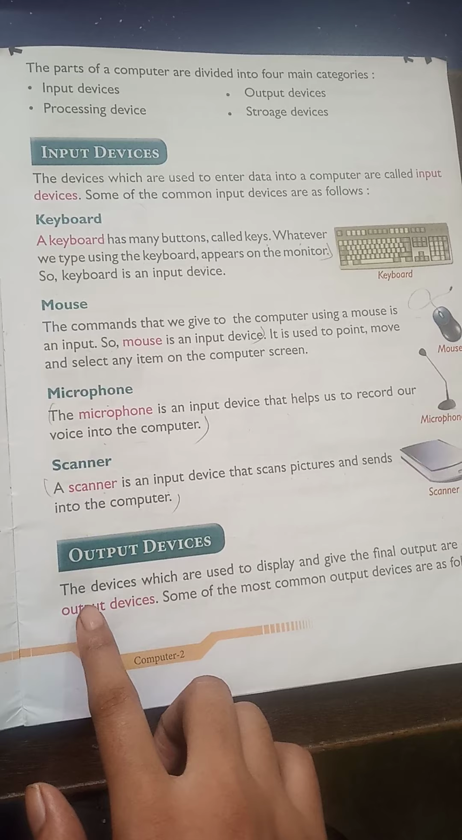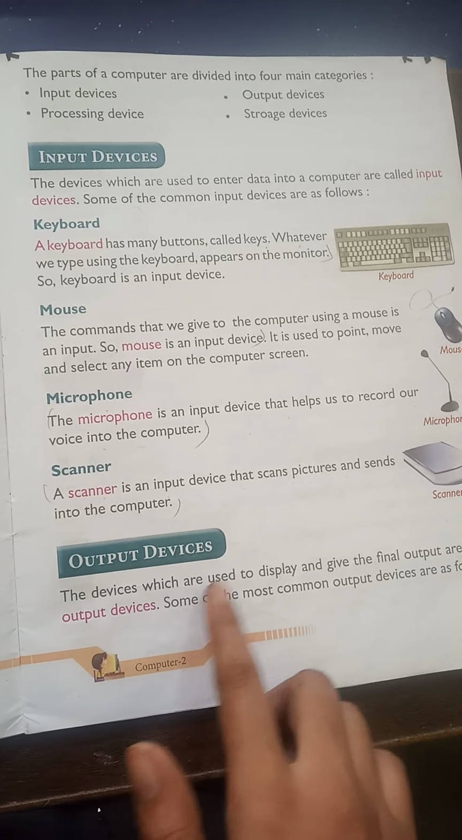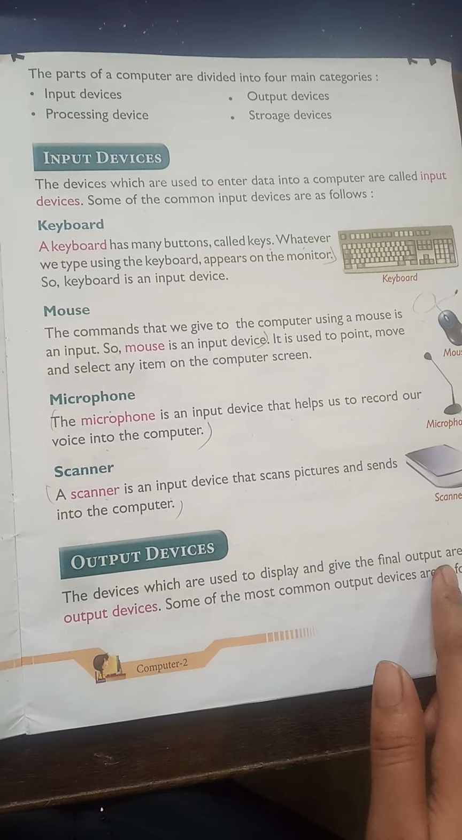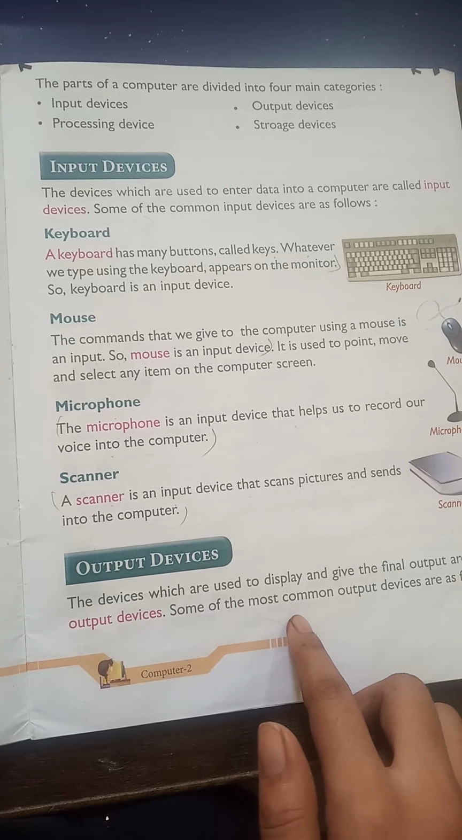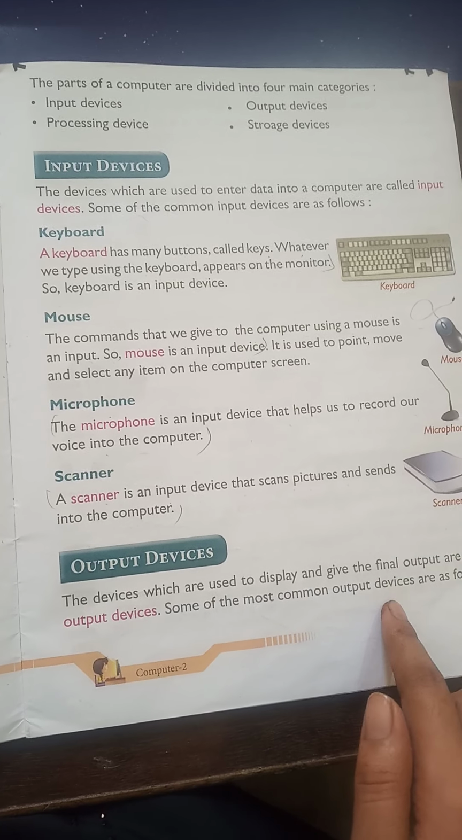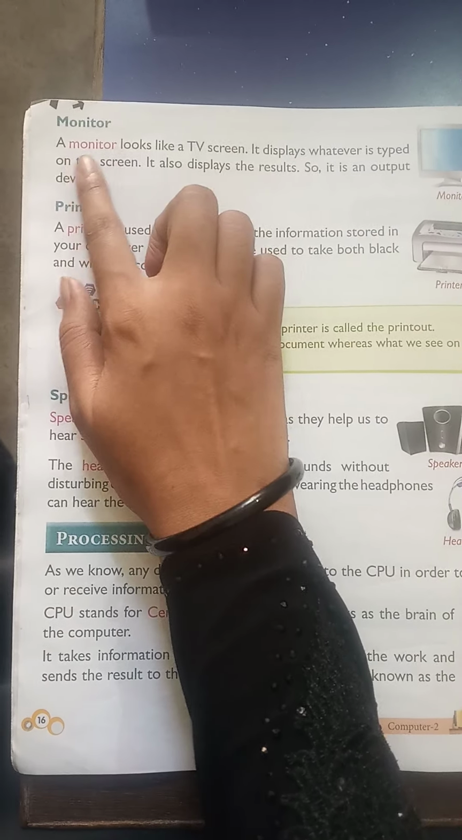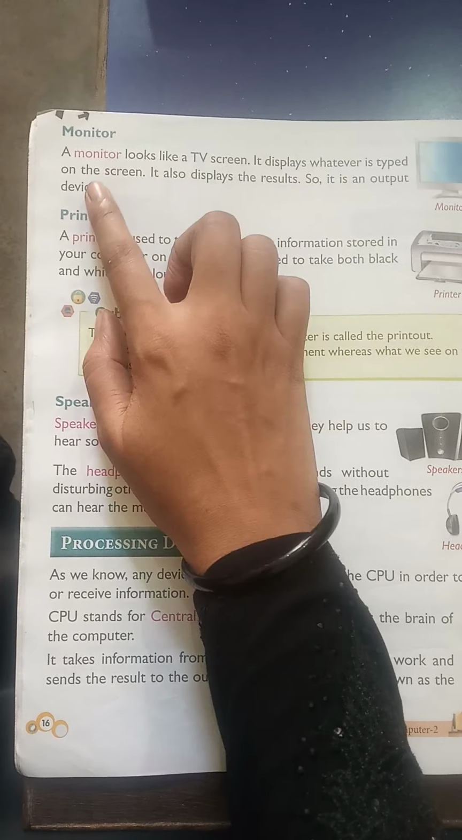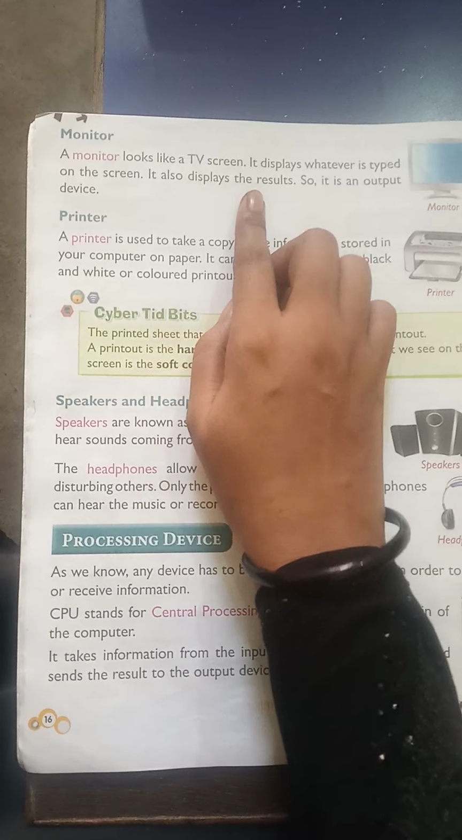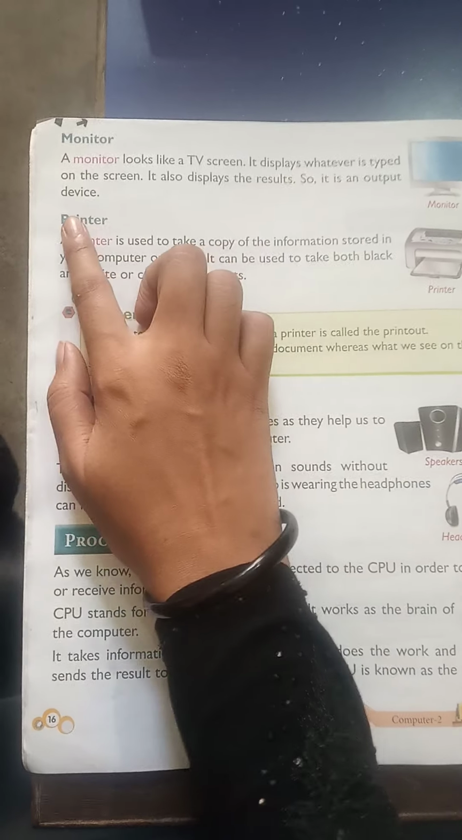Output devices: the devices which are used to display and give the final output are called output devices. Some of the common output devices are as follows: a monitor. A monitor looks like a TV screen, displays whatever is typed on the screen. It also displays the result, so it is an output device.